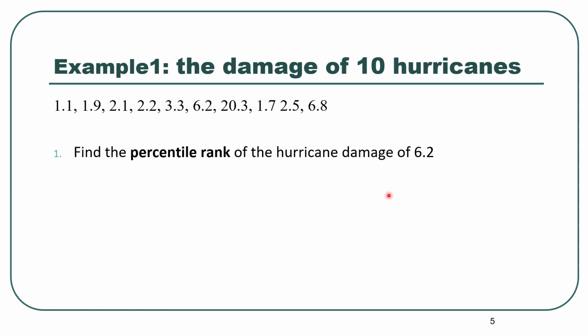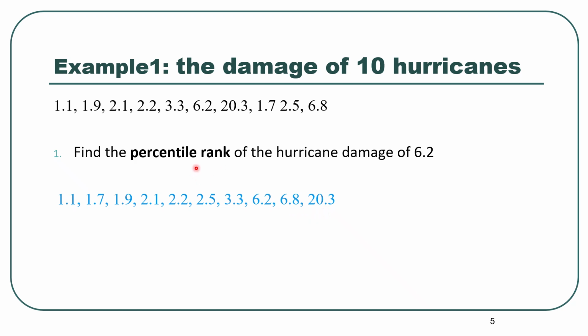Again, what was the rule? I'm going to first arrange my data, arranging it from the smallest to the highest one. So 1.1 is the smallest one, then the second smallest value is 1.7, and so on, arranging it till we get to the largest value.